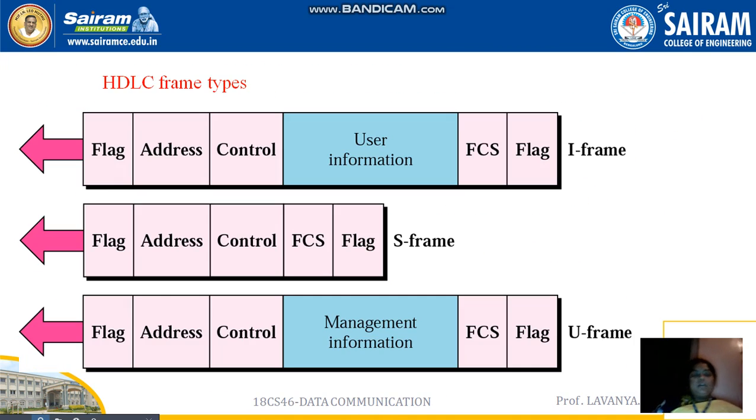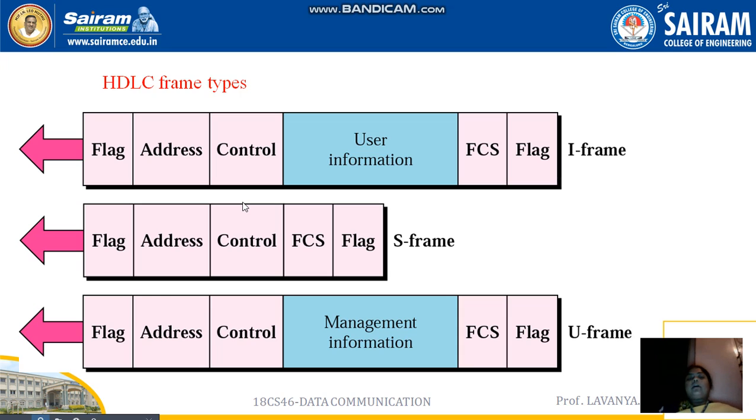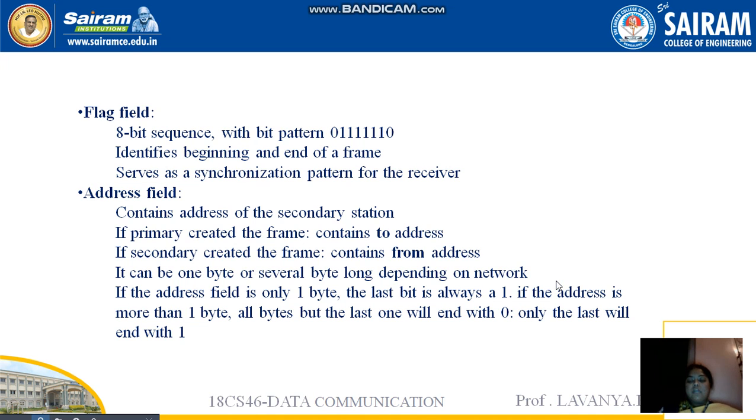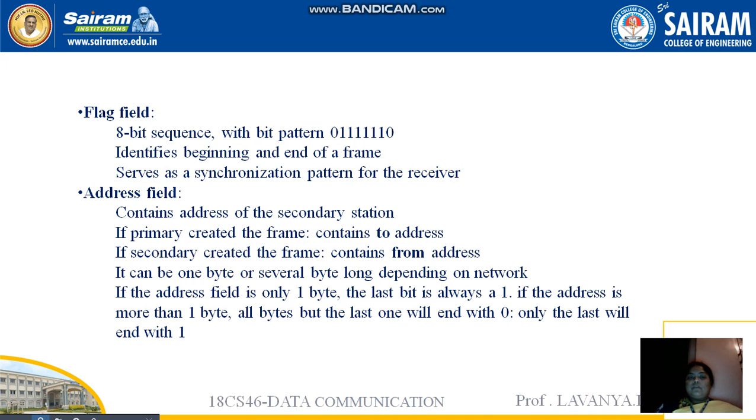See, this is our HDLC frame: flag, address, control, user information, FCS, flag. These fields, flag, address, control field, FCS field, are the same for all the frames, meaning I frames, S frames and U frames. An I frame is an information frame, an S frame is a supervisory frame, and there is the unnumbered frame. All these fields are the same.